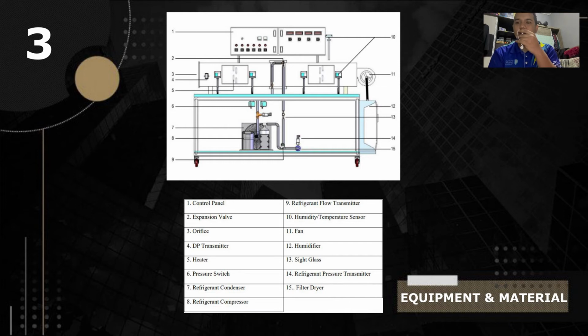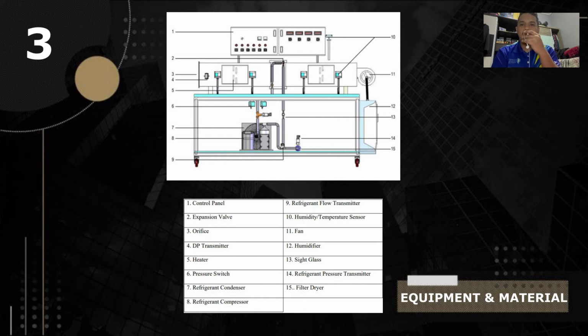number 5 is the heater, number 6 at the middle is the pressure switch, number 7 is the refrigerant condenser. For number 8, near the refrigerant condenser is the refrigerant compressor. At the bottom of the label is the refrigerant flow transmitter.